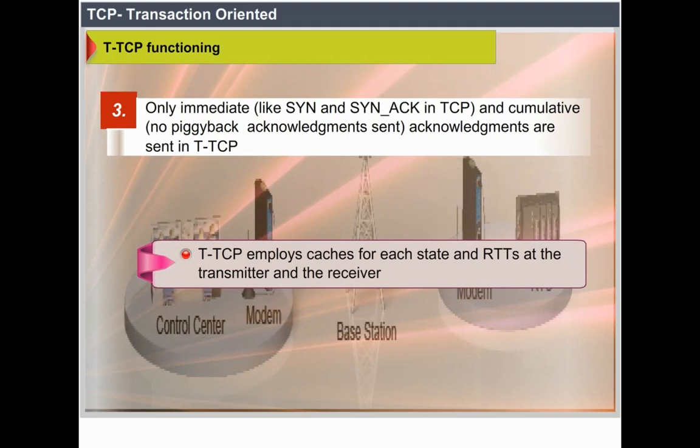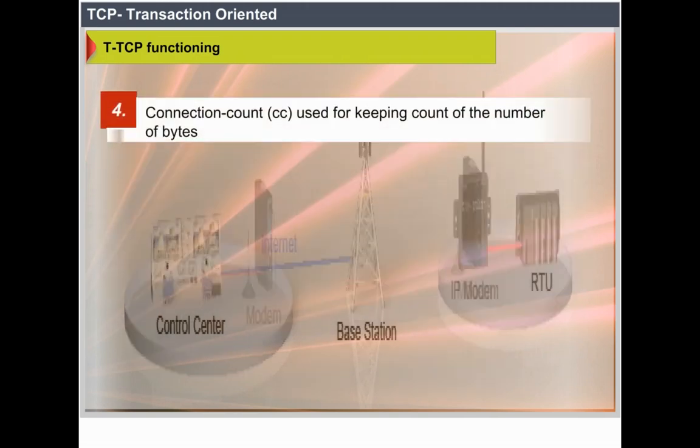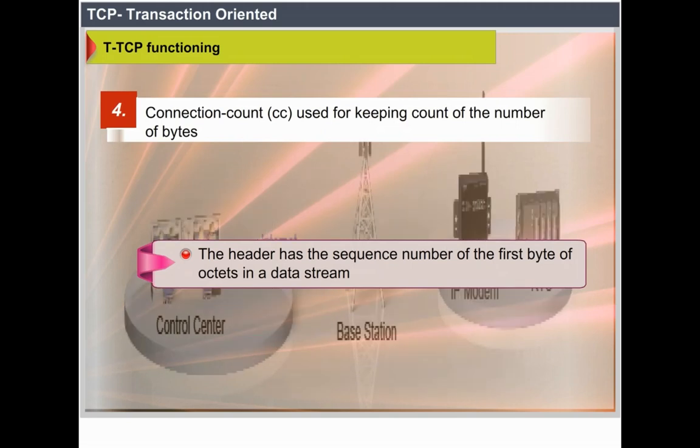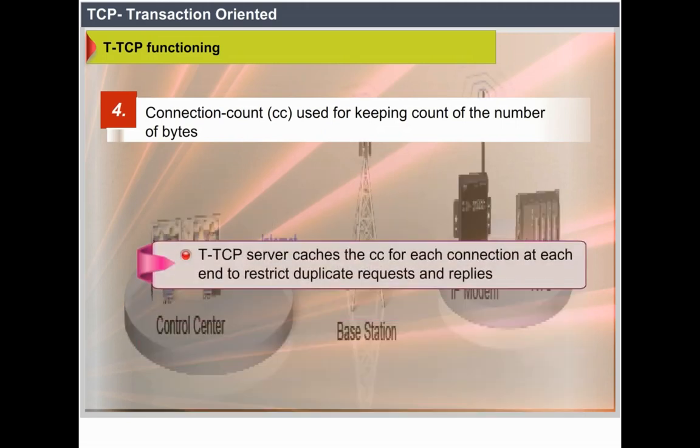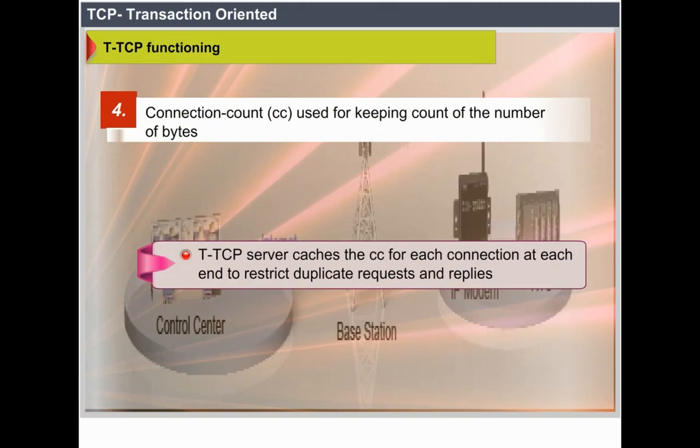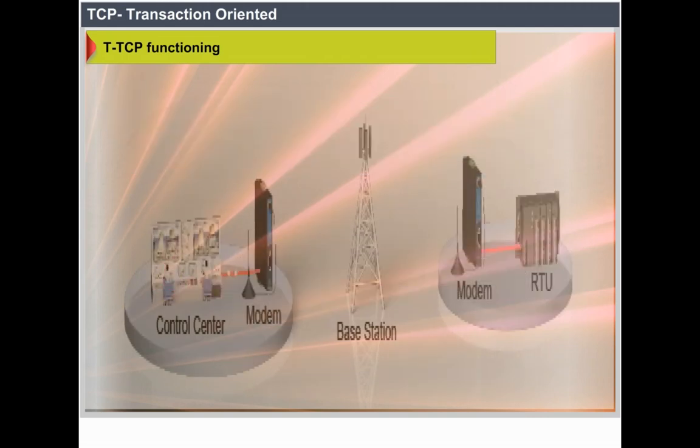TTCP employs caches for each state and RTTs at the transmitter and the receiver. Connection count CC is used for keeping count of the number of bytes. The header has the sequence number of the first byte of octets in a data stream. TTCP server caches the CC for each connection at each end to restrict duplicate requests and replies.